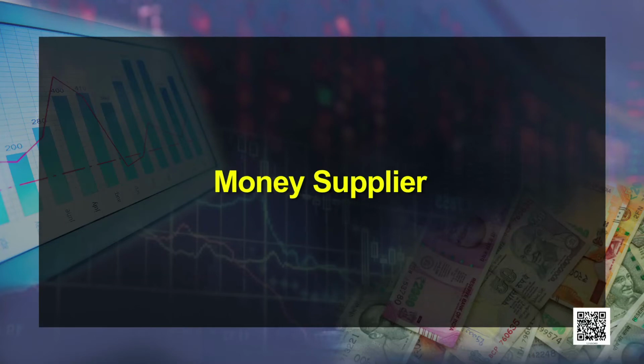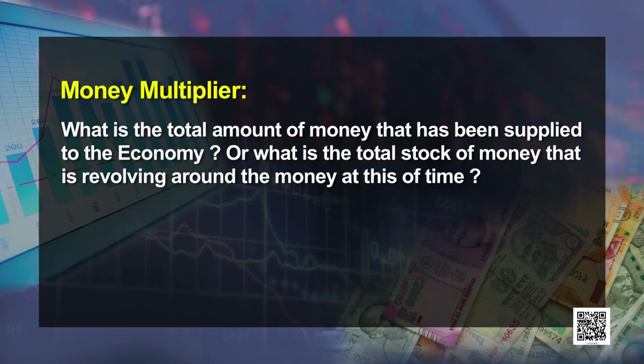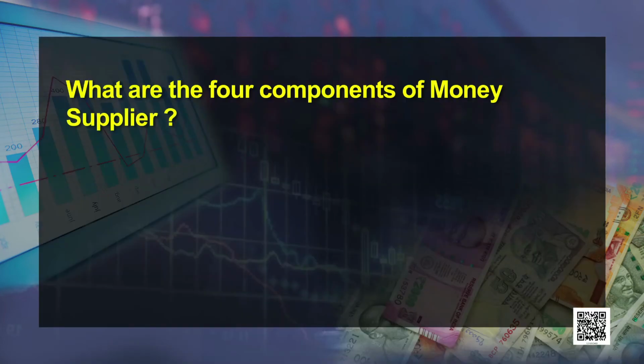So now let's talk about money supply. What is money supply? It is the total amount of money that has been supplied into the economy, or the total stock of money that is revolving around at this point of time. This is known as money supply. So in 1979, the government issued directives to RBI asking what is the total circulation of money at any given point of time. The RBI came up with 4 components of money supply, that is M1, M2, M3 and M4.